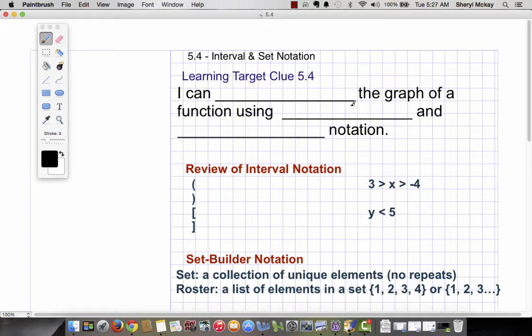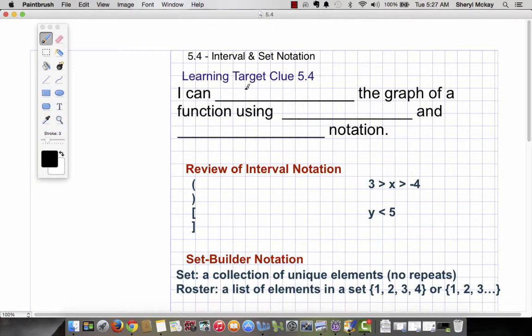That's about interval and set notation. Now, we've already talked a little bit about interval notation, and then we're also going to review set notation a little bit more thoroughly. So let's go ahead and start with filling in our graph, because we're learning these two types of notation not to just learn them, but because we're going to use them to describe graphs. So we're going to fill in our learning target clue, not our graph.